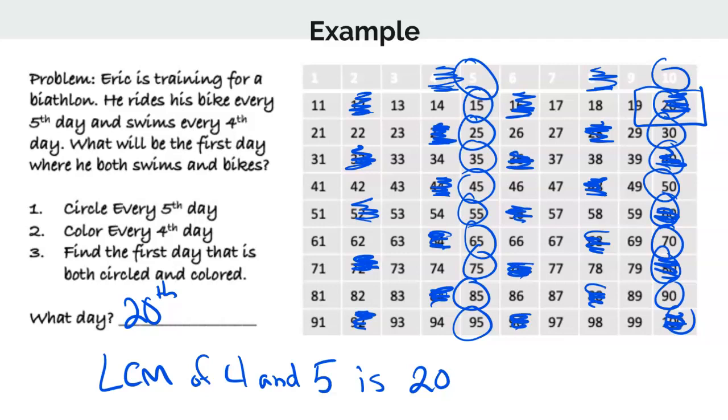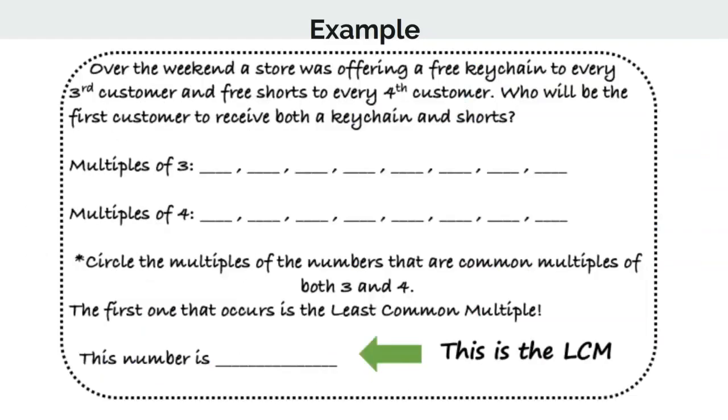Okay, so what we want to do then is just list our factors, and we want to find the first one that shares a common factor. Before we try some on our own, let's take a look at another example.